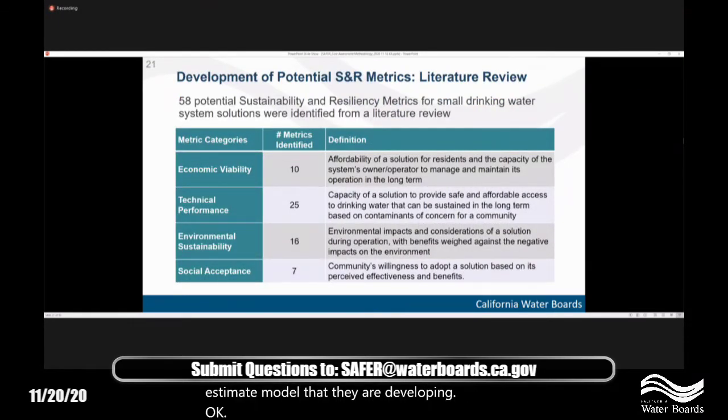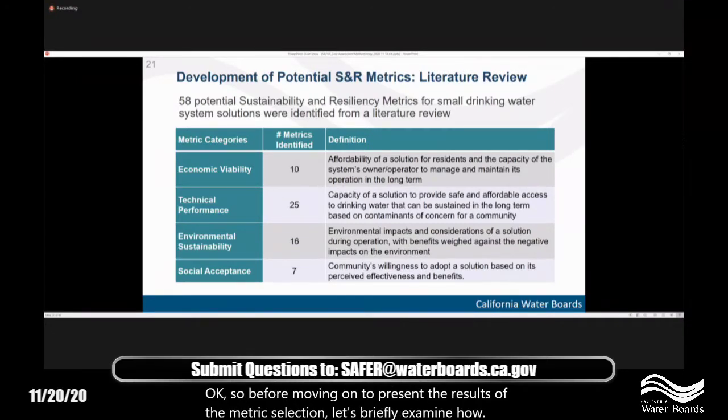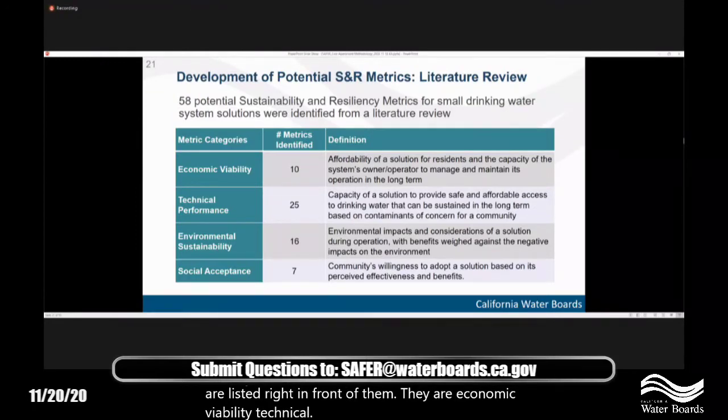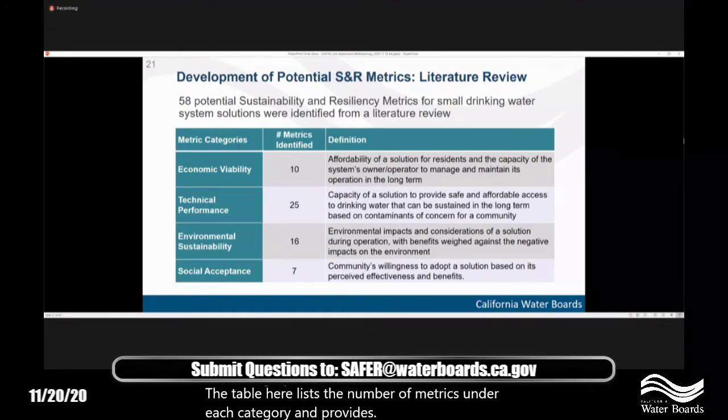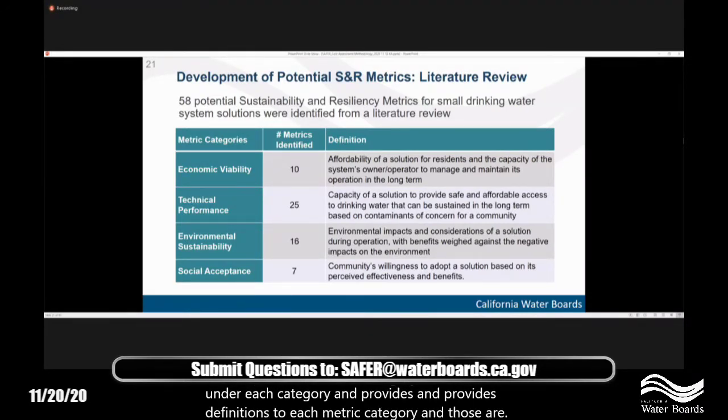Okay, so before moving on to present the results of the metric selection, let's briefly examine how these metrics were developed. A literature review was conducted to identify available research that addresses comprehensive frameworks for small drinking water systems. A list of 58 unique metrics that are potentially applicable to tracking sustainability and resiliency were identified. And then these identified metrics were organized across 4 distinct categories, and they are listed right in front of you. They are economic viability, technical performance, environmental sustainability, and social acceptance. The table here lists the number of metrics under each category and provides definitions to each metric category. And we'll be addressing these details in the next several slides.